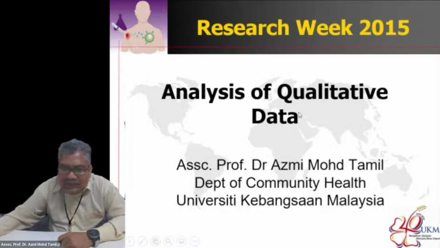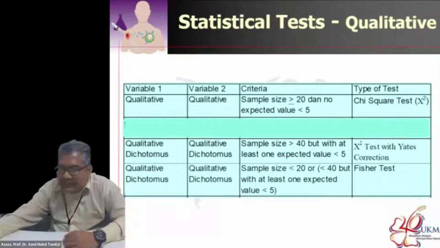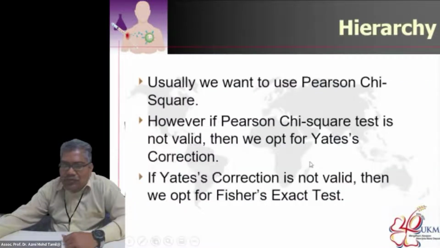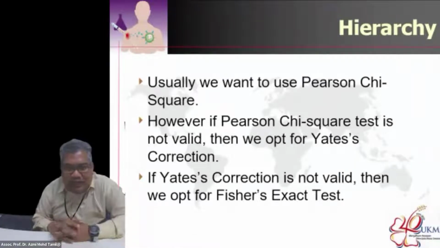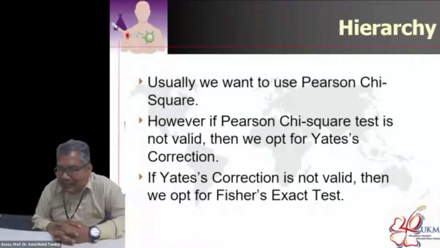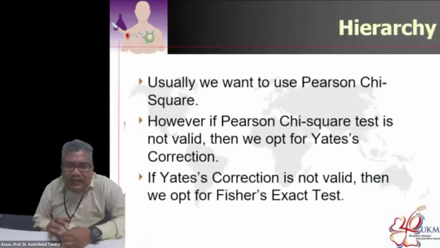We are talking about qualitative data. For statistical tests, you have chi-square, the Yates correction, and the Fisher exact test. First, we're going to go in terms of hierarchy. I've heard people pronounce it in different ways, but I'm going to use the word hierarchy here. Usually we want to use a Pearson chi-square.